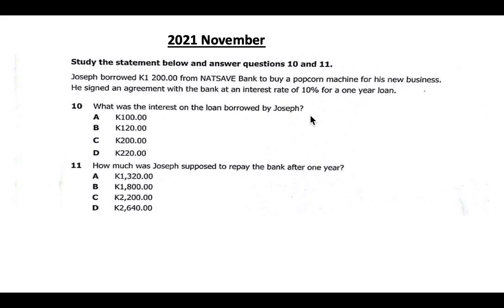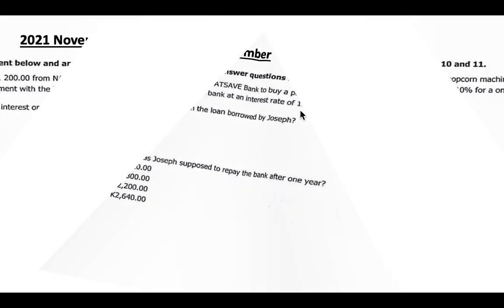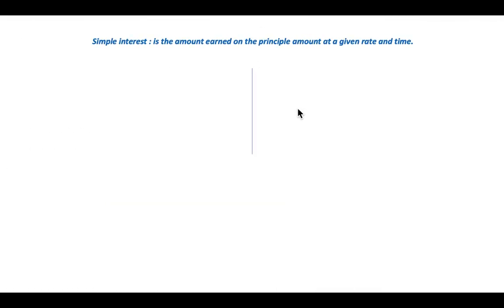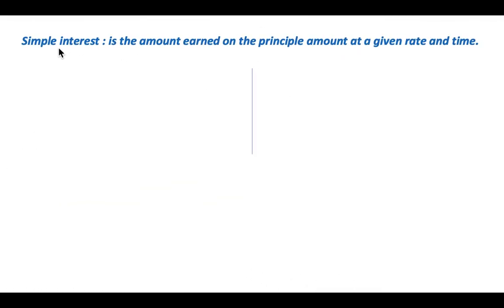We are told to calculate the interest. So I'll first define what interest is, then look at the formula for calculating interest, and also what we call principal. So let's get started. We first define what interest is. Simple interest is the amount earned on the principal amount at a given rate and time. So this is simple interest.